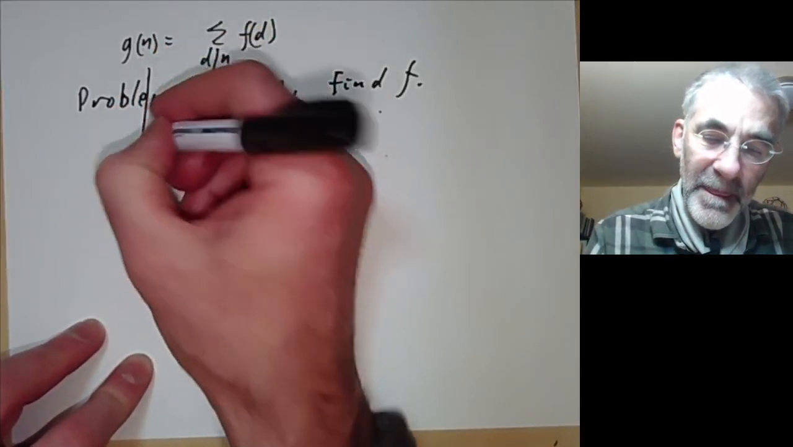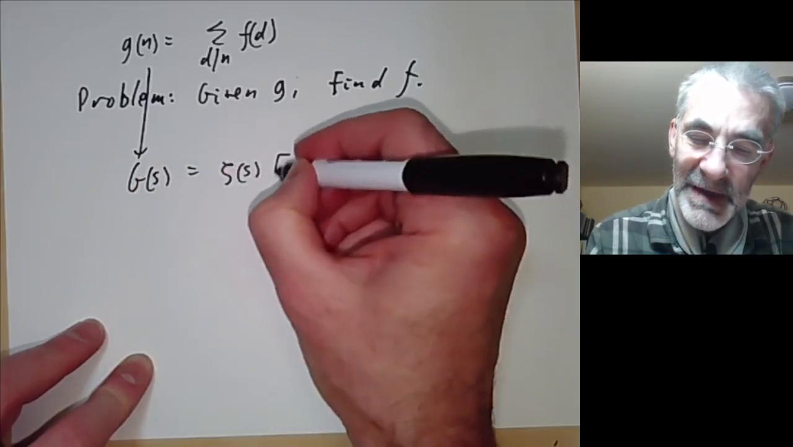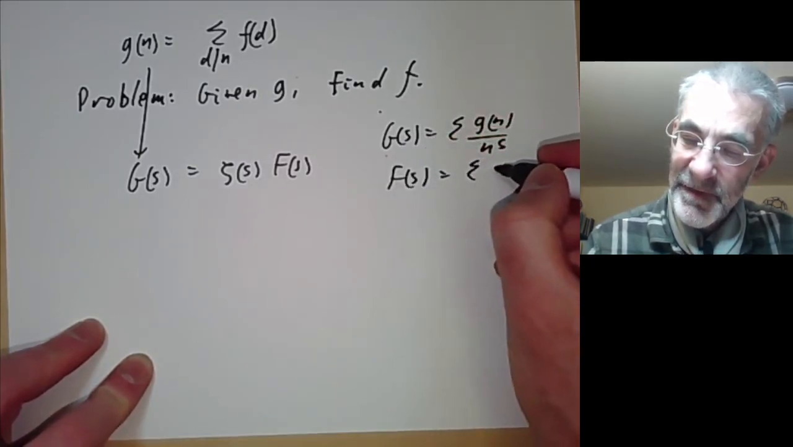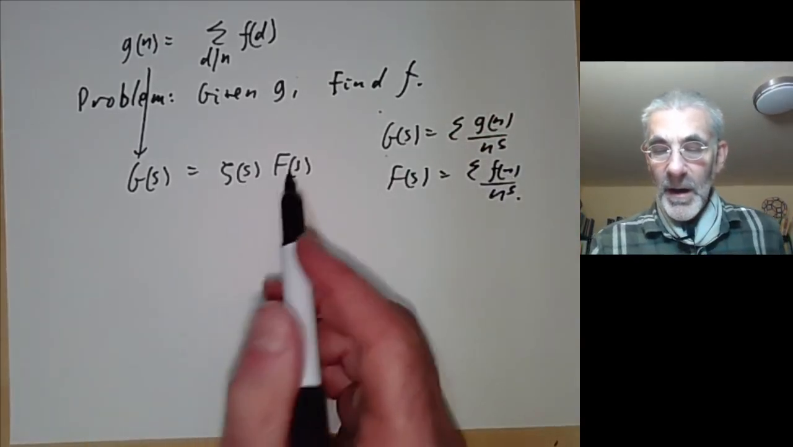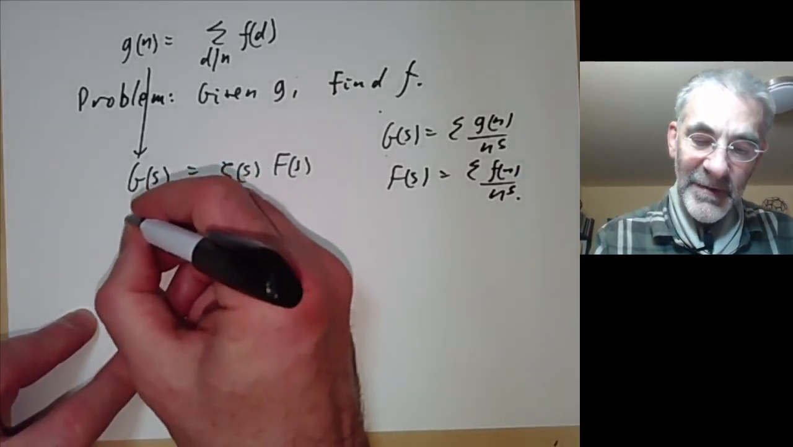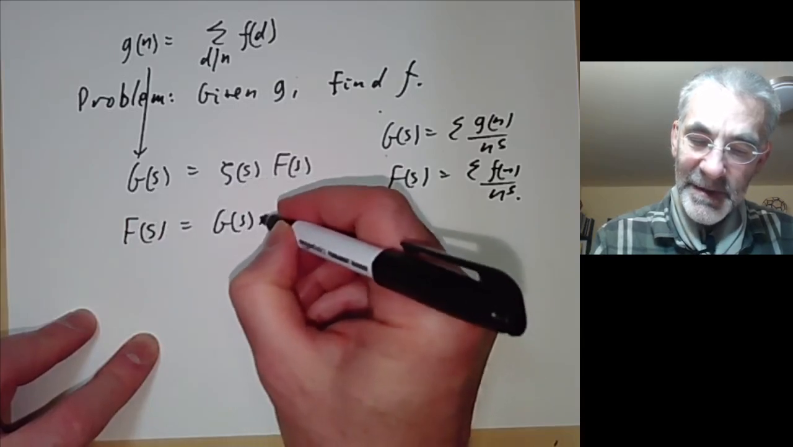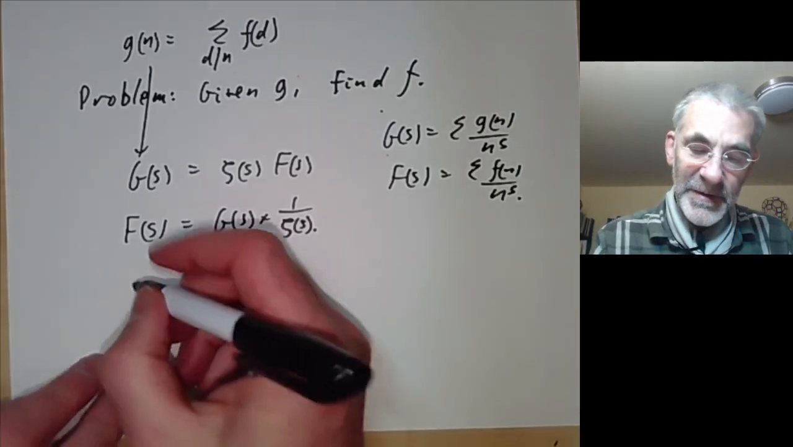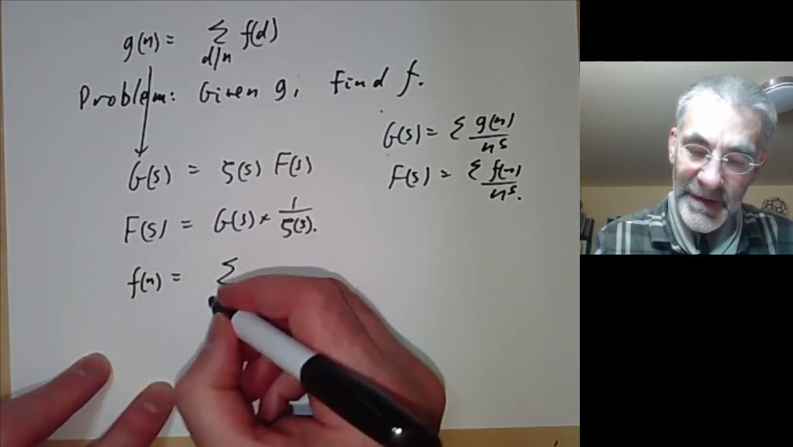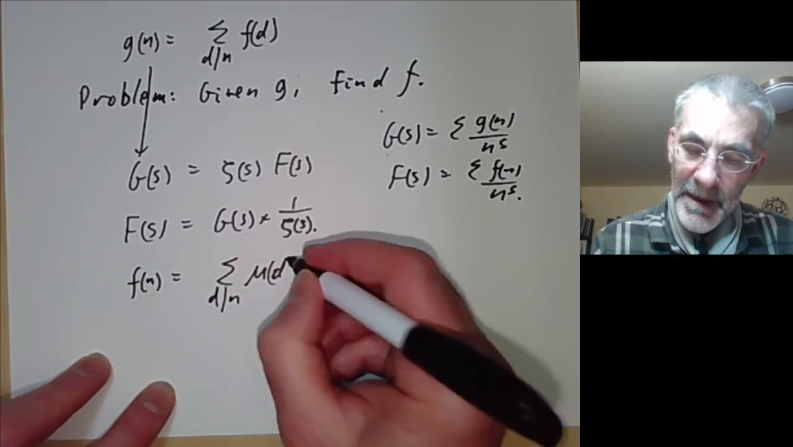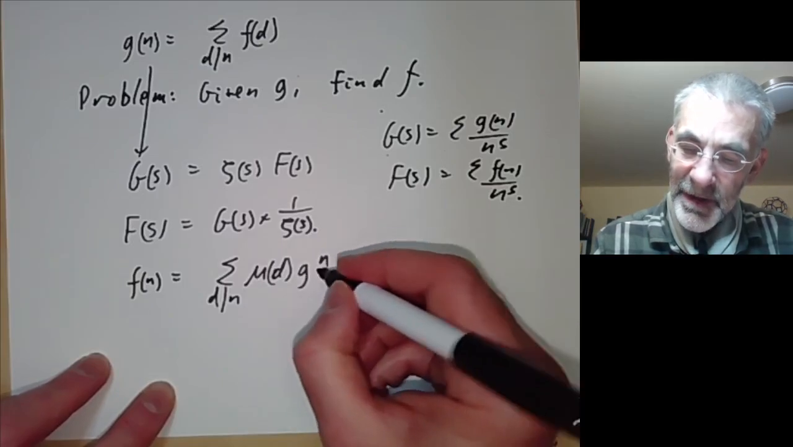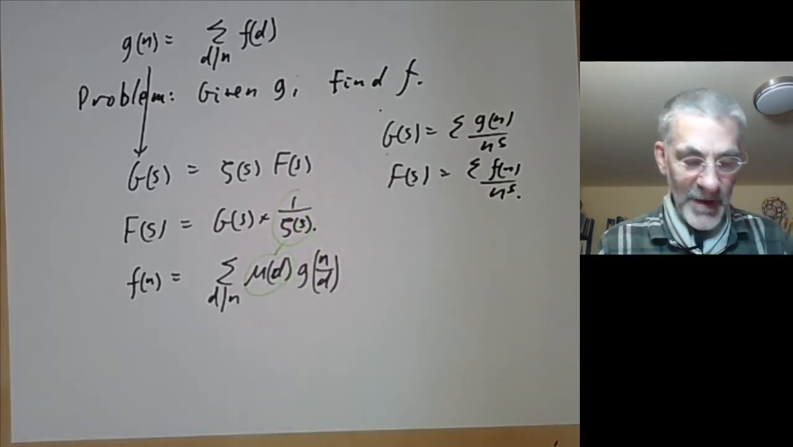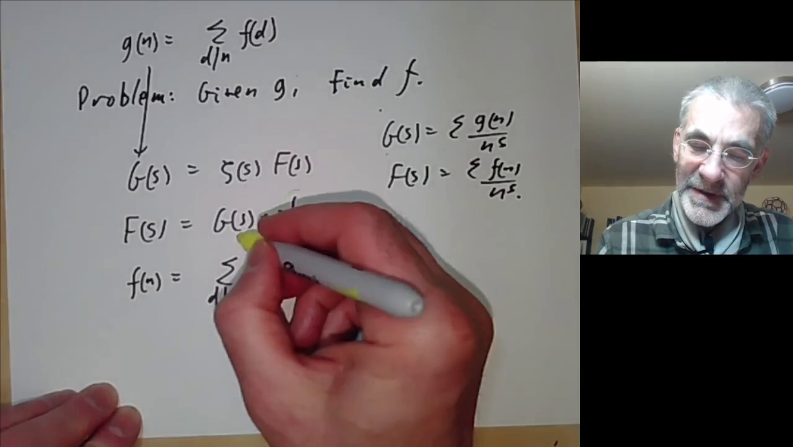So this just says that g of s equals zeta of s times f of s, where as usual g of s is the sum of g of n over n to the s, and f of s is the sum of f of n over n to the s. Well, how about we just divide both sides by zeta of s? So we find f of s is g of s times 1 over zeta of s. That was trivial. Now we convert it back into arithmetic functions. So this says f of n is the sum over d divides n of mu of d times g of n over d. So the mu of d are just turning up because they're the coefficients of 1 over zeta of s, and of course the g's just turn up because they're the coefficients of big G.